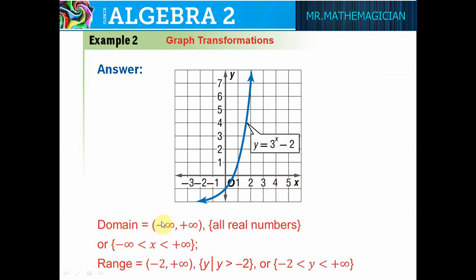So the domain in this case is from negative infinity to positive infinity, or you can say all real numbers. The range, since the graph goes down 2 units, we start from negative 2 up to infinity. The range from negative 2 opened up to infinity. Or you can say y such that y is greater than negative 2, or y goes from negative 2 to positive infinity.